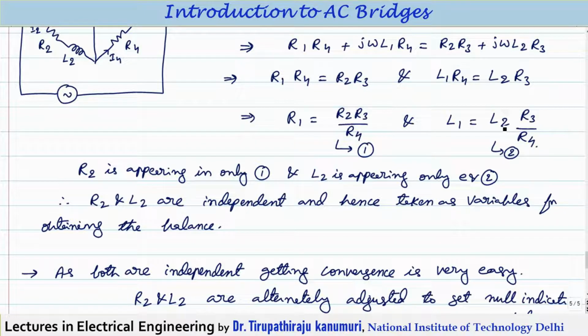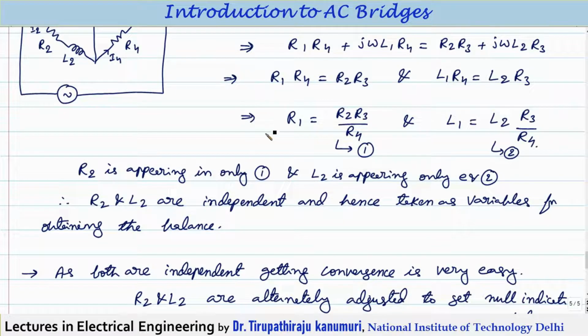That's why in practice we have to select the variables which are varied in such a way that they appear in only one equation. That means when you vary that particular component, only one equation will be affected, not the second equation. That means both equations will be independent of each other. In this case you can see R2 is appearing only in equation number 1 and L2 is appearing only in equation number 2. That's why R2 and L2 are taken as the variables for balance.